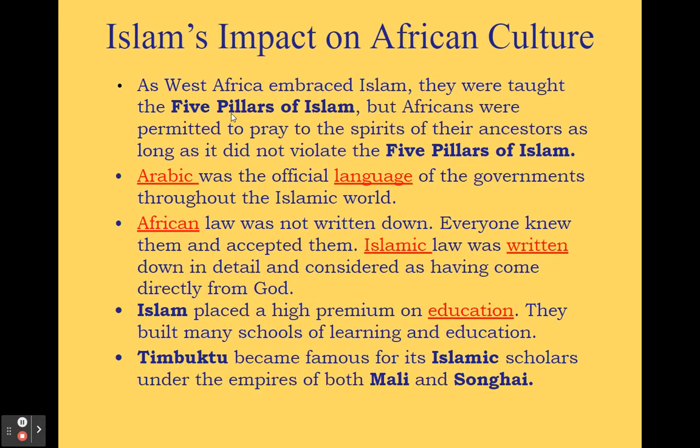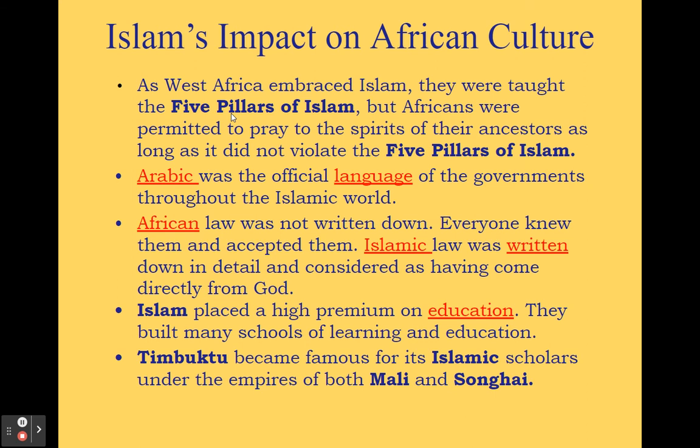Now, as West Africa embraced Islam, they were taught the 5 pillars of Islam. But Africans were allowed to pray to the spirits of their ancestors as long as it doesn't violate the 5 pillars of Islam. So what that means is as long as they acknowledge that Allah is the only God, they can still pray to their ancestors. They can still practice ancestor worship. They just can only have one God, aka Allah.